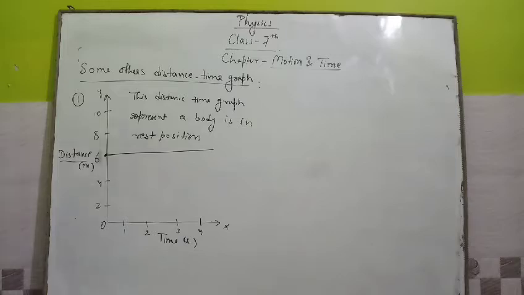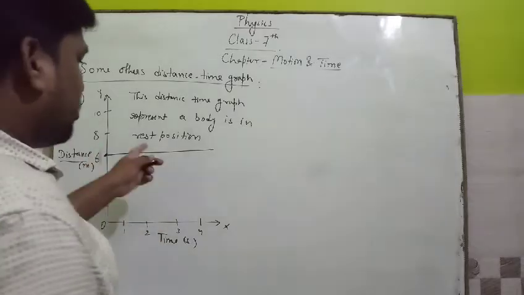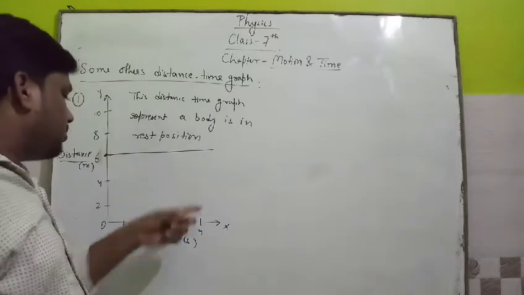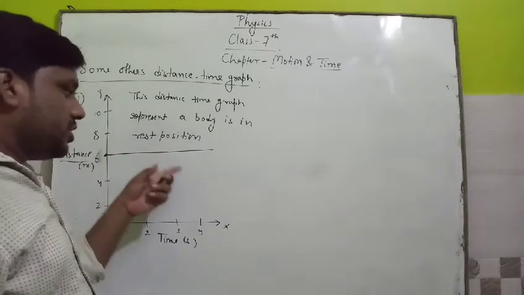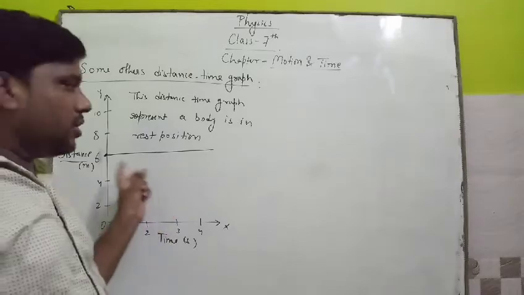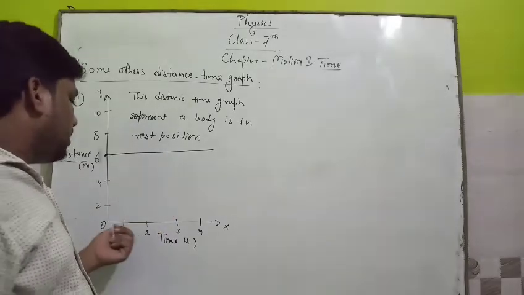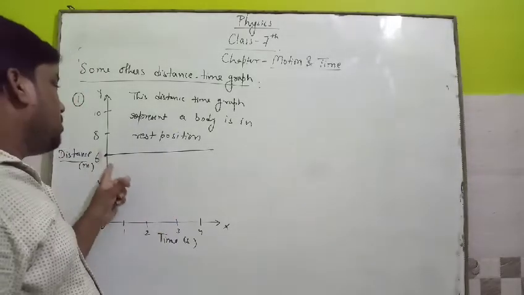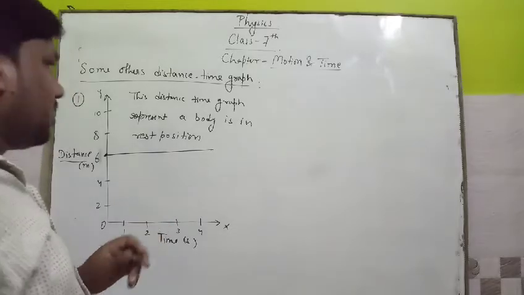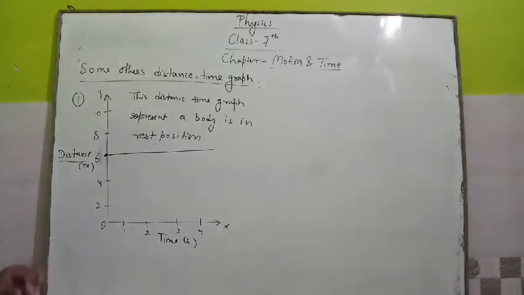Because the slope is parallel to the time axis. Clear? Why is it rest position? Because the slope is parallel to the time axis, and distance cannot change here, only time can change. So the object is in rest position. Clear? This is the first graph. Now the second graph.